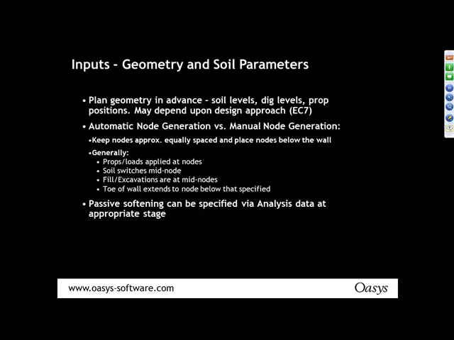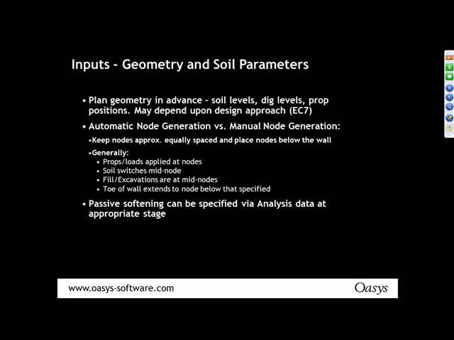You also need to think about automatic node generation versus manual node generation. And what I mean about this, and I will demonstrate this much better in the live demonstration, is that if you're automatically generating nodes, you don't need to think too much about soil levels and prop levels and various other things, because once you've inputted it into the program, it generates the nodes for you. However, you might be a more proficient user, and you might want to manually generate the nodes.